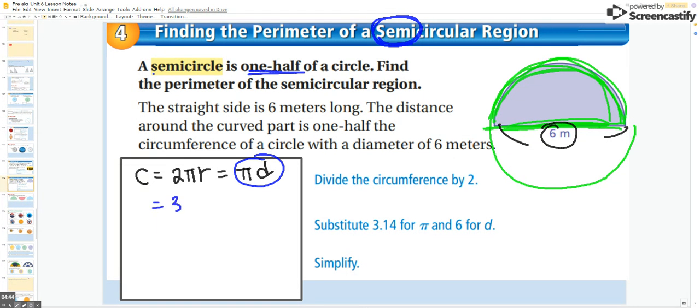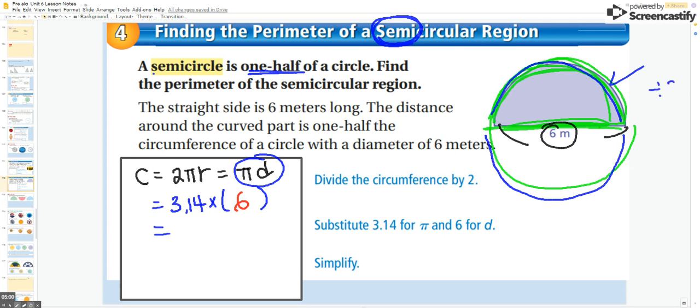And I'm going to substitute 3.14. And what's the diameter here? 6. So before you multiply, you're going to find only half of the circle. Half of the circumference, that means you're going to divide the circumference by 2, right? So what I'm going to do is multiply it first. There's a shortcut, but let's just go this way first.